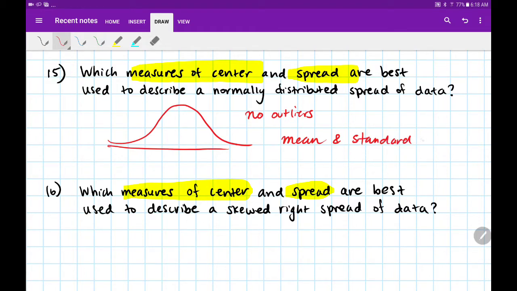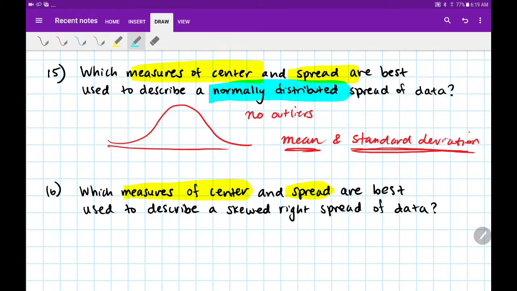And so we calculate the mean by adding everything up and dividing by the number of things. And as far as this class goes, we don't actually make standard deviation calculations. Save that for statistics in college or AP Stats next year. But yeah, those are your answers. The mean and the standard deviation when it's normally distributed.